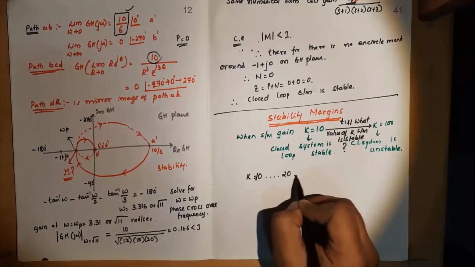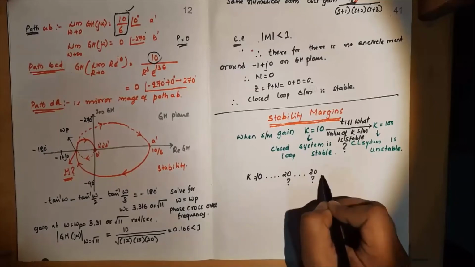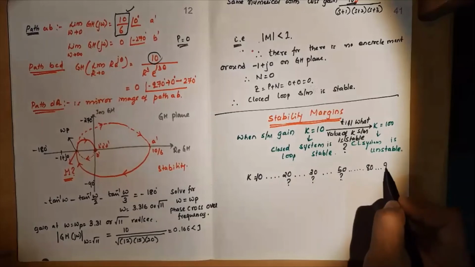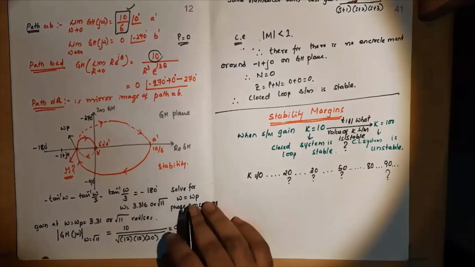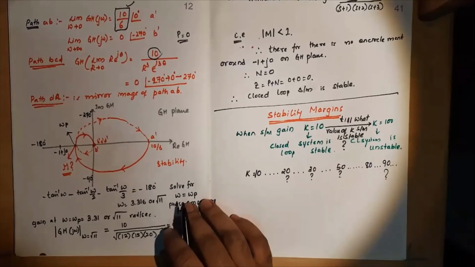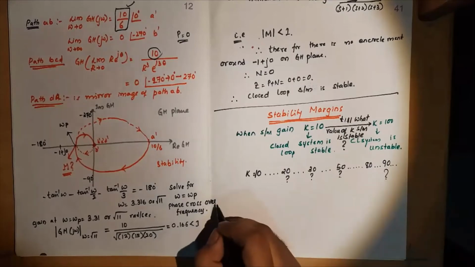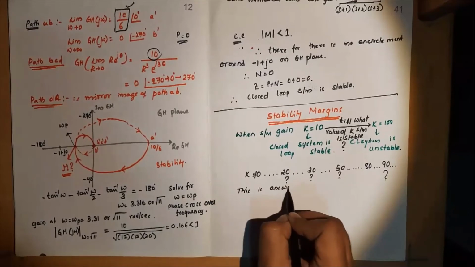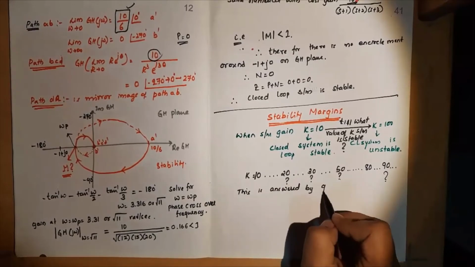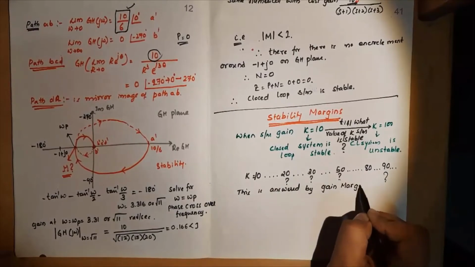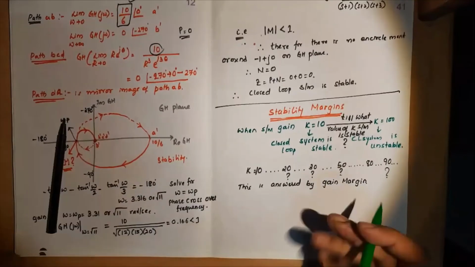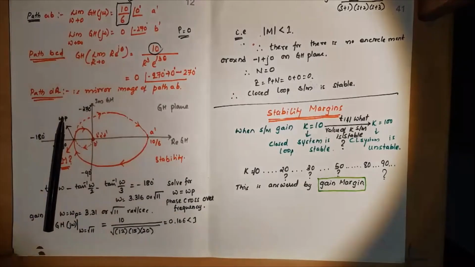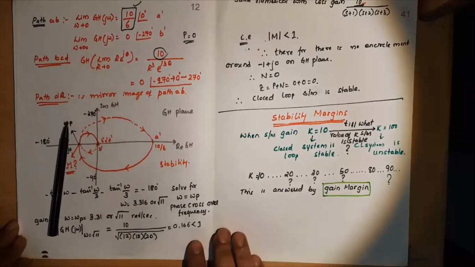That is what system gain is. So is it 20, is it 30, is it 50, or is it 80, 90? Which is the limit for stability? What is the limit for stability? So we have that question. This is answered by a terminology called gain margin.